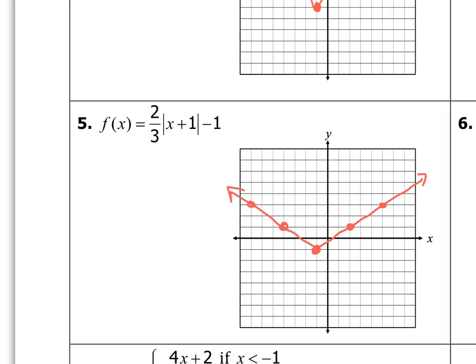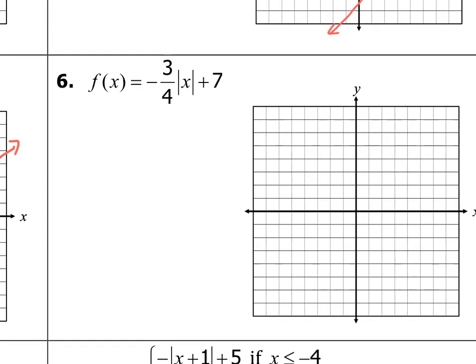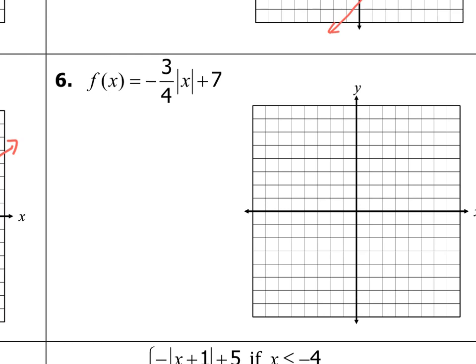Okay. On number 6, we'd start off at 0, comma 7. So up 7. We put a dot there. Now on this one again, I want to go down. Okay. So I'll go down 4. I'm sorry, down 3. Down 3 and then right 4. Down 3 and then right 4. I'll go down 3 and then left 4 on my other side. And so we get to something kind of like that.